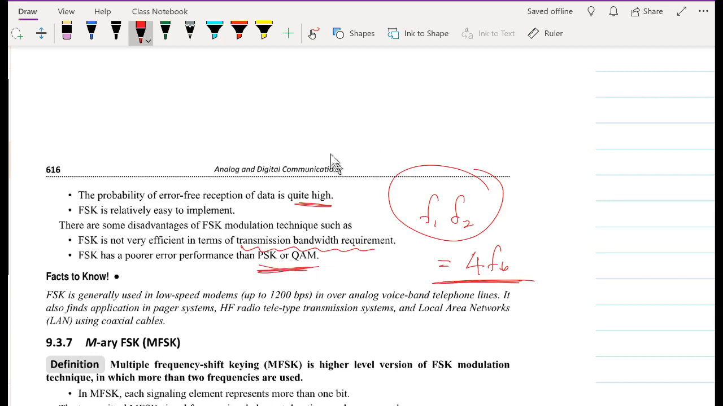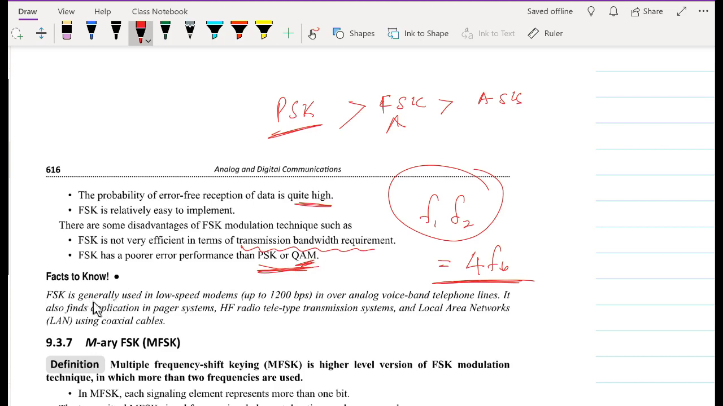We also see that the probability of error, or the error performance, of FSK is better than that of ASK, but again it is inferior, or less than that of PSK. PSK provides superior performance than FSK. We have not yet looked at PSK, therefore in a subsequent lecture we are going to look at that. But we should just note that PSK or QAM, which we are going to be looking at, has better performance, and FSK has poorer performance than these two.